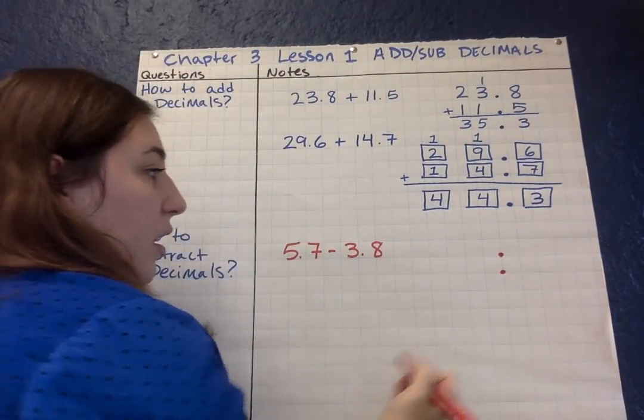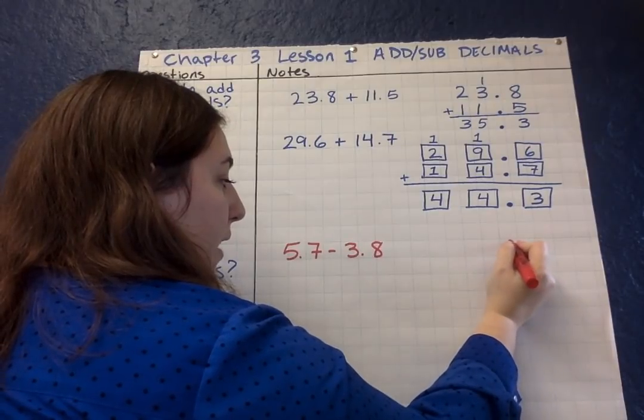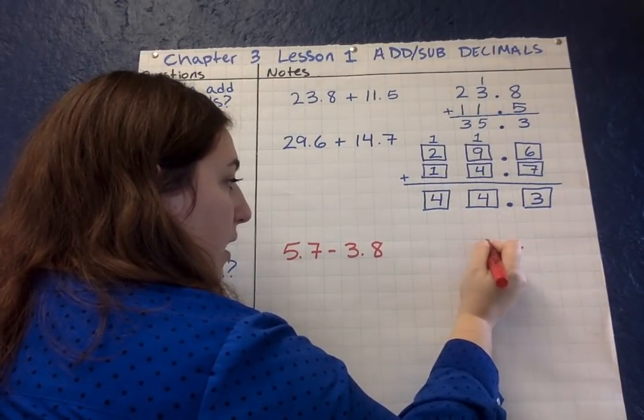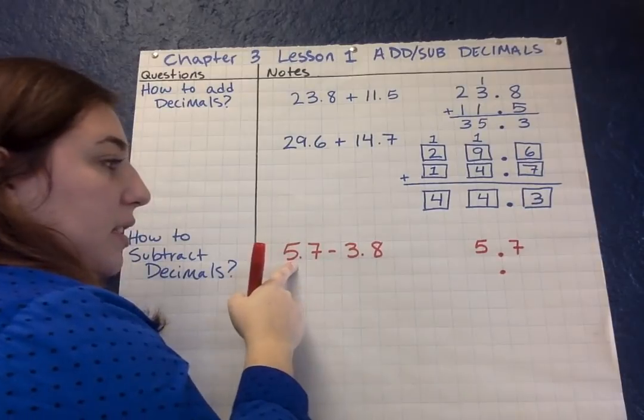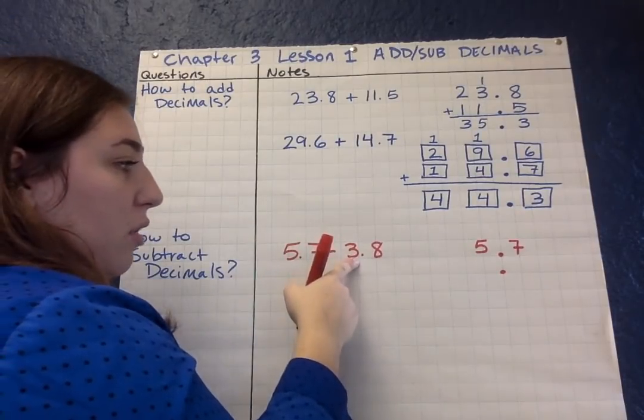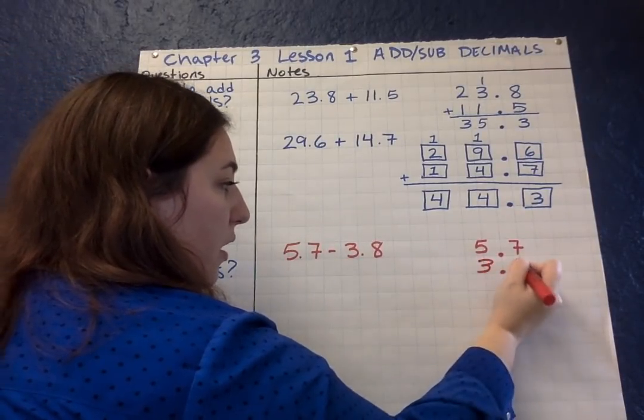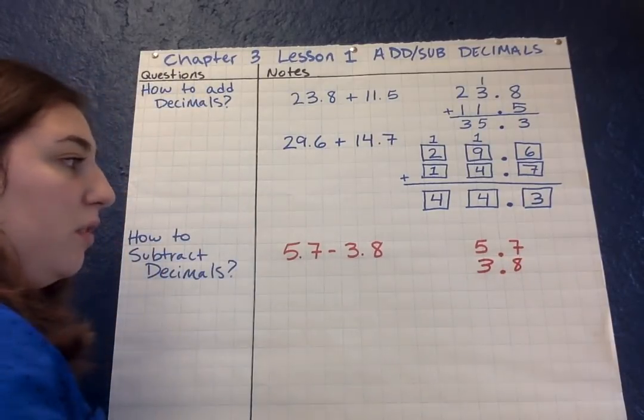Okay. Then I'm going to put my 7 on this side and the 5 on this side. Looks the same, right? Okay. Now I'm going to do the 3.8. So the 3 goes in front and the 8 goes behind the decimal.